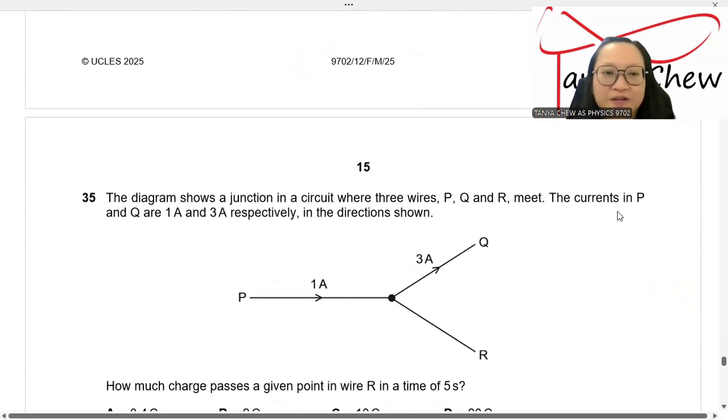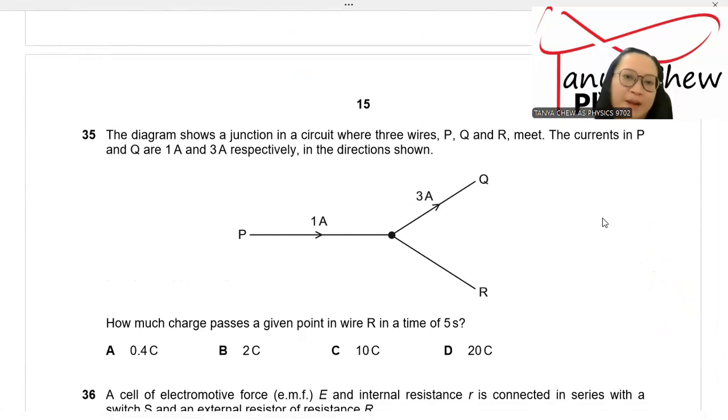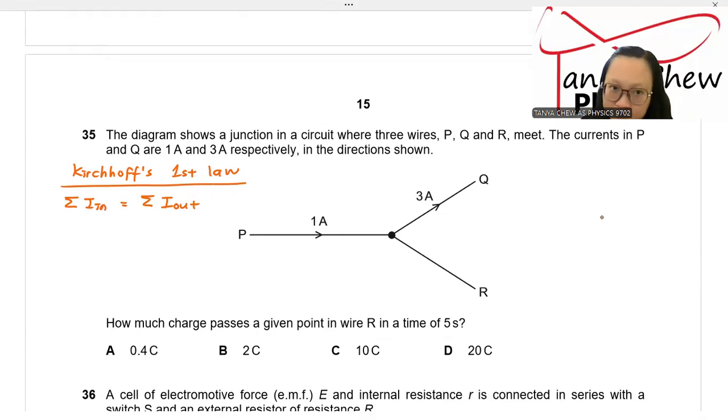Number 35. The diagram shows a junction in a circuit where three wires P, Q, and R meet. The currents in P and Q are 1 ampere and 3 ampere respectively, in the directions shown. How much charge passes a given point in wire R in a time of 5 seconds? Now, when a junction is being given, recall your Kirchhoff's first law. Still remember? At a given junction, the total current into the junction must be equal to the total current out from the junction.